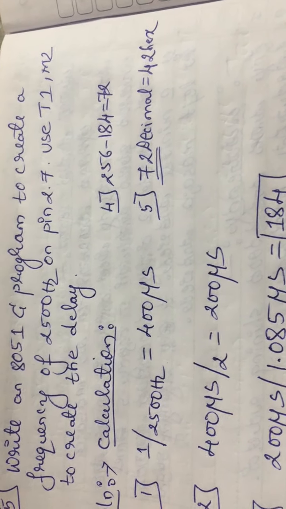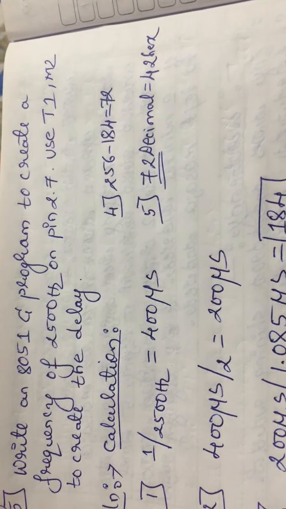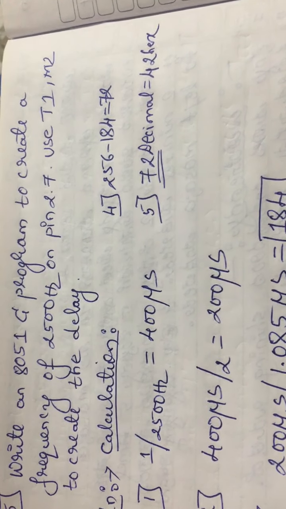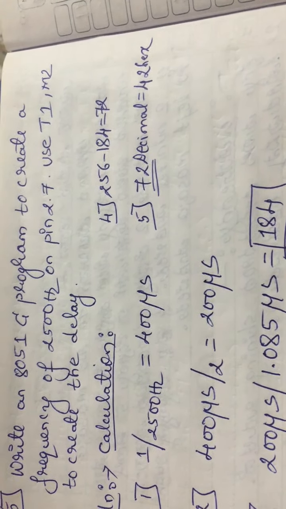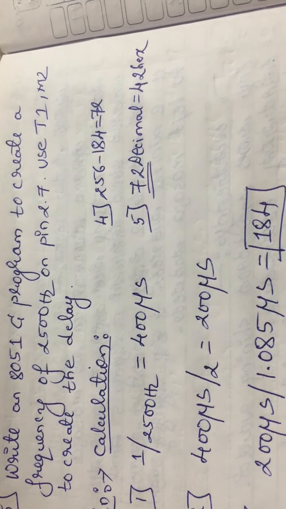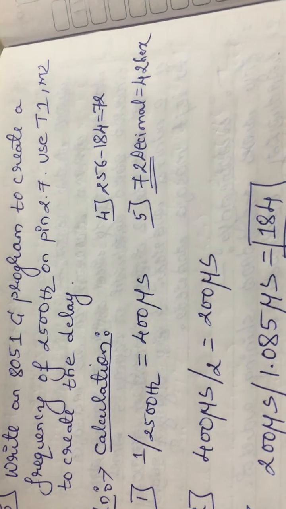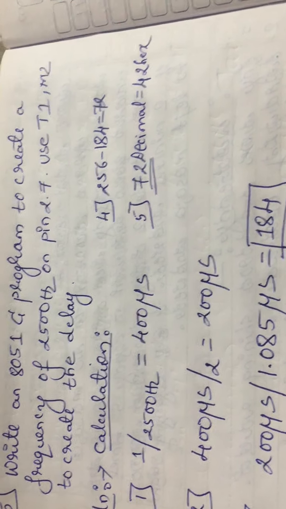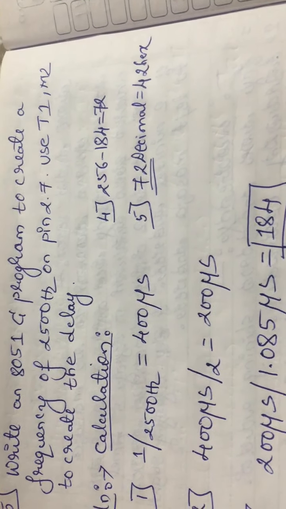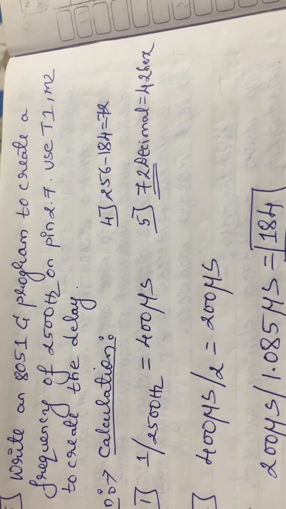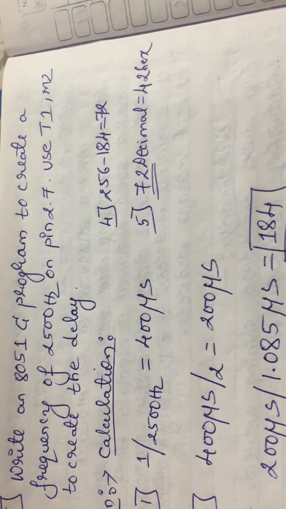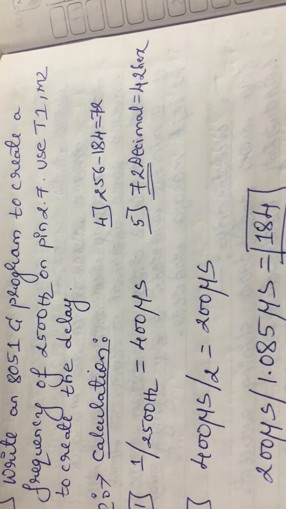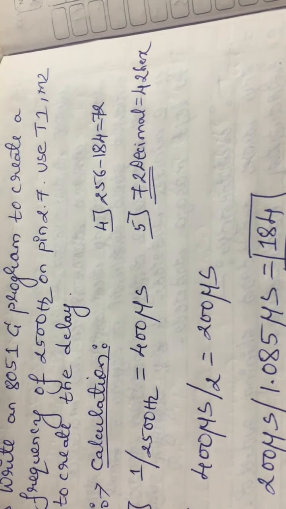So this is one more example of an embedded C program. Let me read the question first. Write an 8051 C program to create a frequency of 2500 Hz on pin 2.7. That means we need to generate a square wave whose frequency is equal to 2500 Hz, and that is to be generated on pin 2.7.